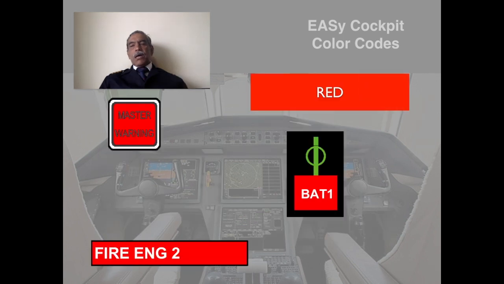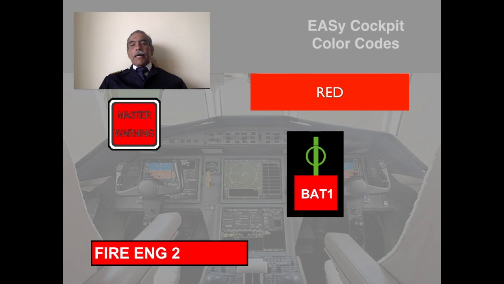The first color code which every pilot is aware of is the red color code, which tells the pilot that he needs to attend to the situation immediately, or the system demands the pilot's attention immediately. Normally, they will be associated with aural warnings as well. In this picture, I have shown a master warning for any situation in the cockpit, engine fire or any other condition which requires immediate attention of the pilot.